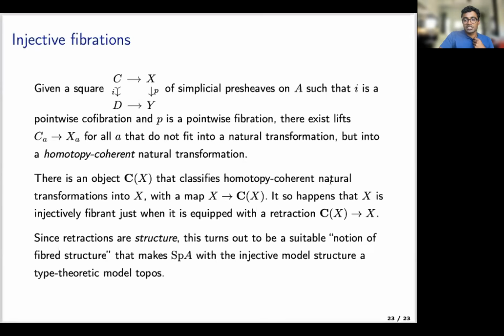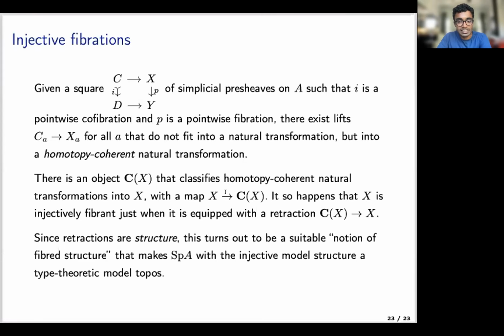And it just so happens that X is injectively fibrant just when it is pointwise fibrant. So I missed that out. It has to be pointwise fibrant. And when this map is equipped with a retraction, the retraction simply being that any homotopy coherent natural transformation into X can be strictified. That's what the retraction does. But retractions of a map are structure.